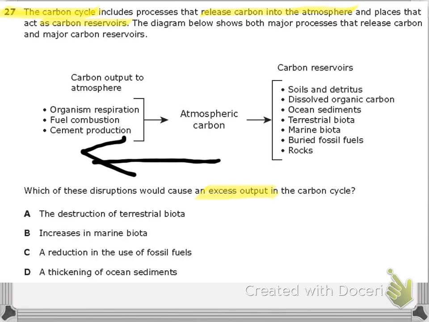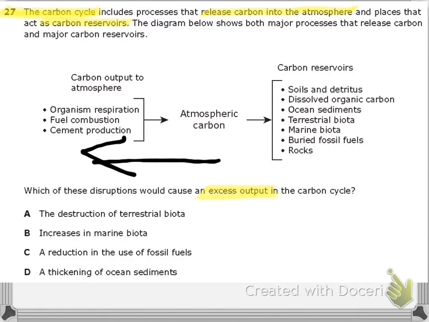With that being said, let's go over this picture real quick. Carbon output to atmosphere, so that's getting put out into the sky, not getting stored somewhere. Organism respiration puts out carbon, pretty much just breathing out carbon dioxide. Fuel combustion, what does that mean? That means burning fuel. Cement production actually puts out a lot of carbon.